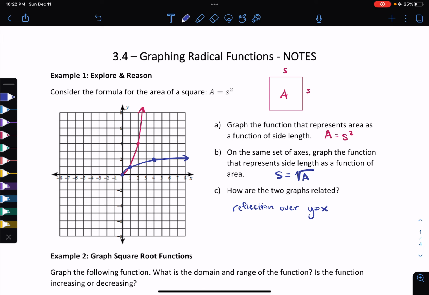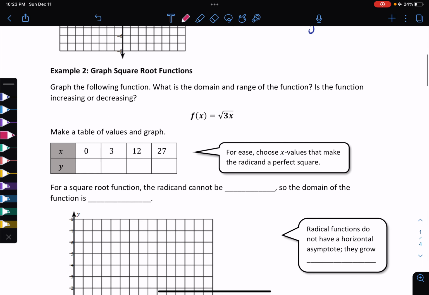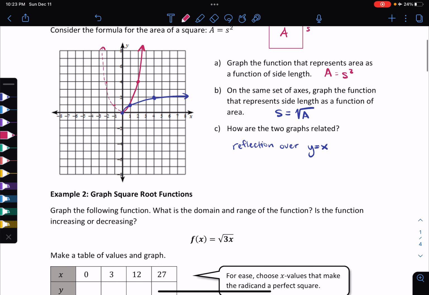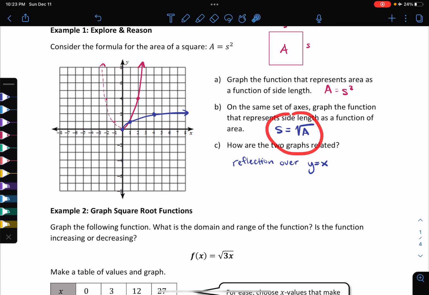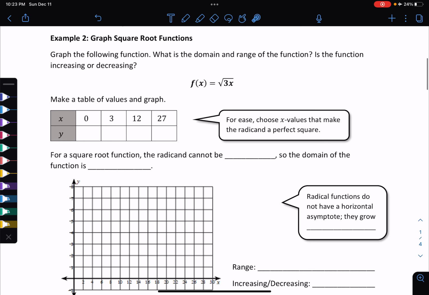Now notice this area and side length, as we discussed, does have points over here, the area equals side length squared. It just doesn't make sense in the context of that scenario, right? So what we have now is a parabola that's been turned on its side, but it's just half of that parabola, right? So let's talk about graphing square root functions then. You'll notice this was a square root function right here. The domain and range of the function is something we're talking about a lot, right?